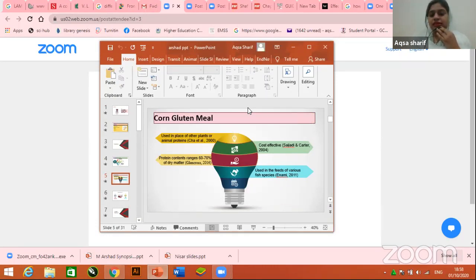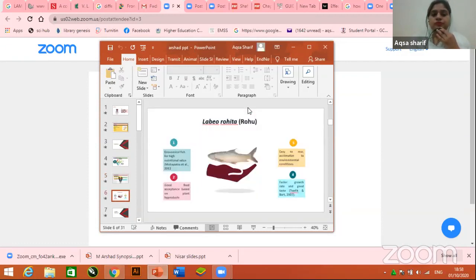And the second benefit of corn gluten meal is that its protein content ranges between 60 to 70% of the dry matter, and actually this is equivalent to that of fish meal. So we don't have any protein deficiency problem in the fishes, and it has been used in the feed of various fish species.